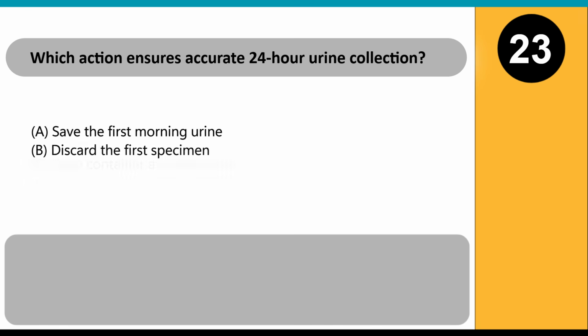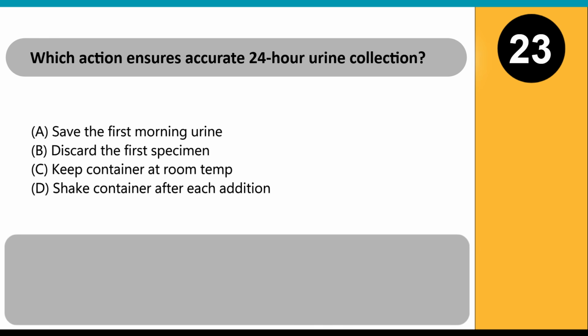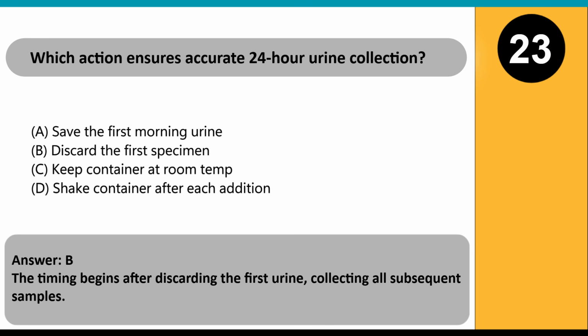Which action ensures accurate 24-hour urine collection? A. Save the first morning urine. B. Discard the first specimen. C. Keep container at room temp. D. Shake container after each addition. Answer: B. The timing begins after discarding the first urine, collecting all subsequent samples.